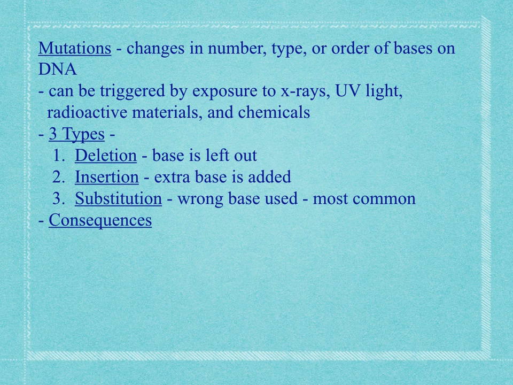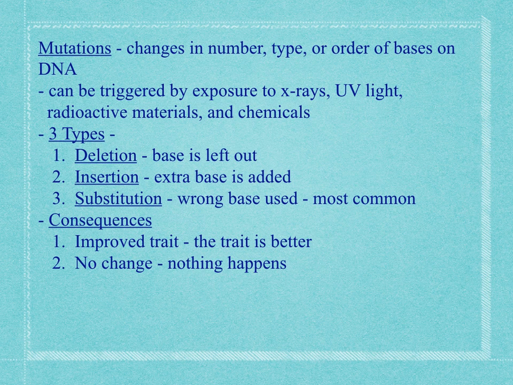So there are some consequences of mutations. The first one is sometimes it improves the trait. Sometimes it makes the trait better. And we'll talk more about this kind of thing when we get to the chapter on natural selection and evolution, and we'll talk about how improved traits happen. And so you end up with these better traits through mutations. Sometimes, well, most of the time, there's just no change. Nothing happens. There's a mutation, it doesn't affect anything, and everything's just fine and dandy.